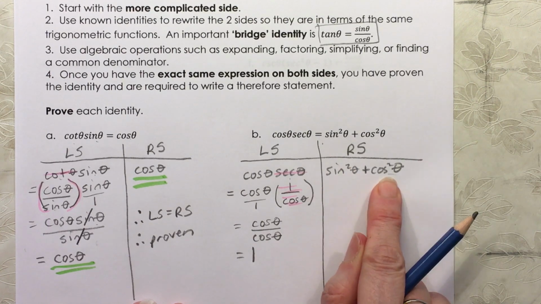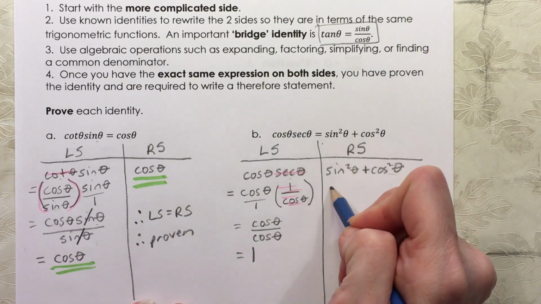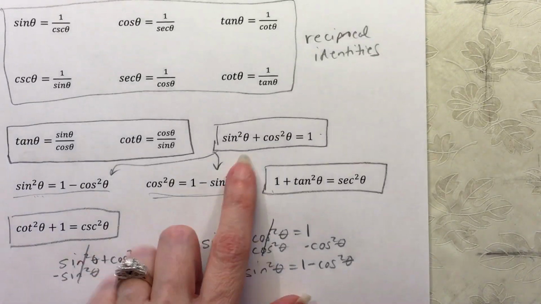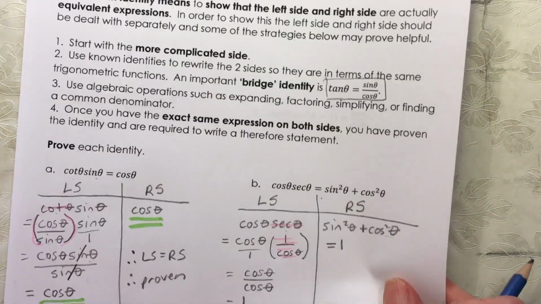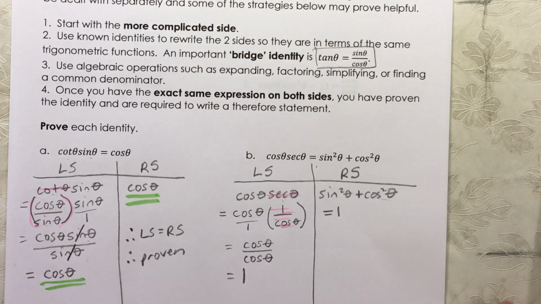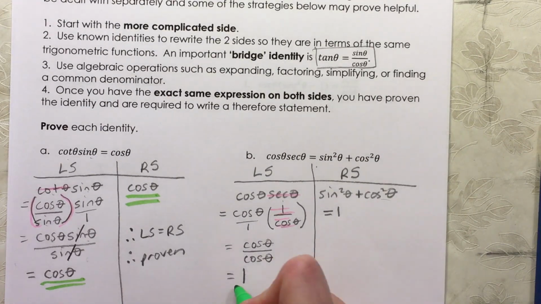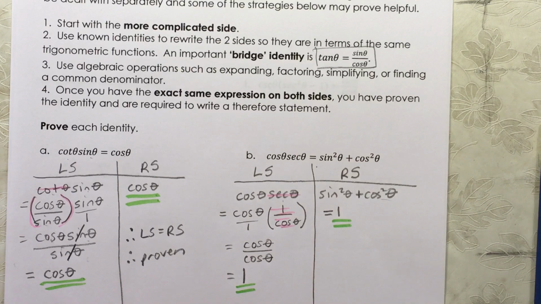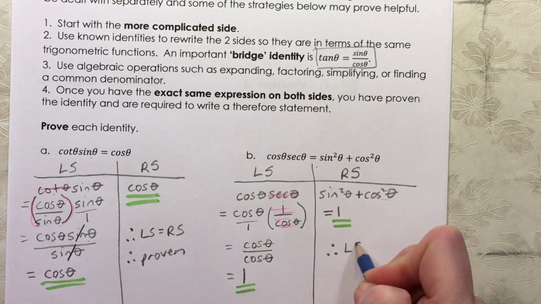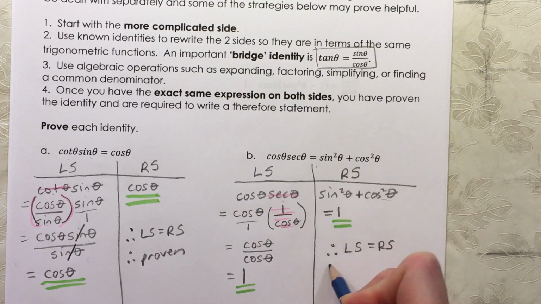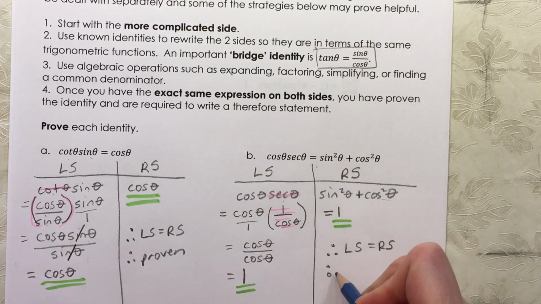And then sine squared theta plus cos squared theta also equals 1, because that's the most famous trig identity. We proved that. It's our most famous Pythagorean identity. So we've proven that both sides are equivalent to 1. So now both sides match, so double underline. Therefore, left side equals right side. Therefore, proven.